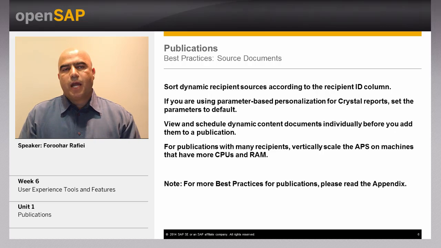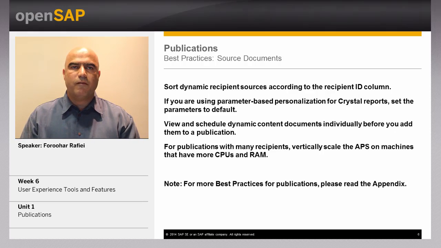There are many best practices for publications. I recommend you take a look at the appendix. I have placed a whole bunch of them for you. I'm going to point out a few of them here just for your reference. The first one is sort the dynamic recipient sources based on their recipient's ID column. It can avoid duplication, and you can pretty quickly find them. If you're using parameter-based personalization for Crystal reports, set the desired parameters to default.